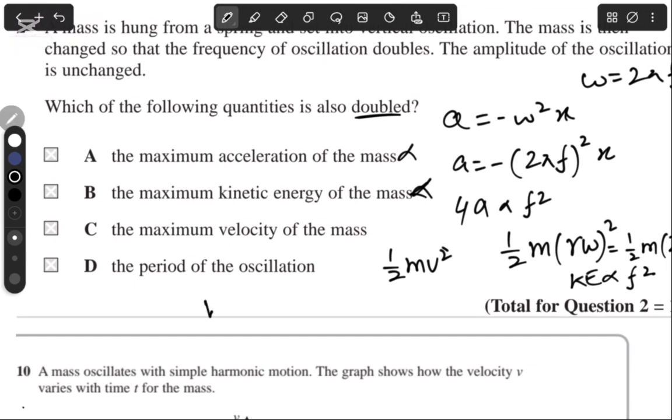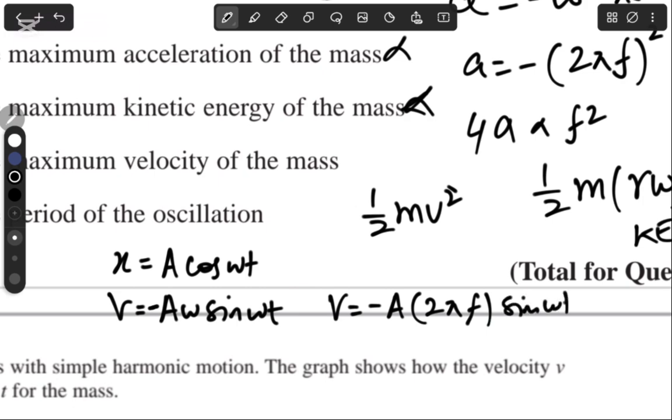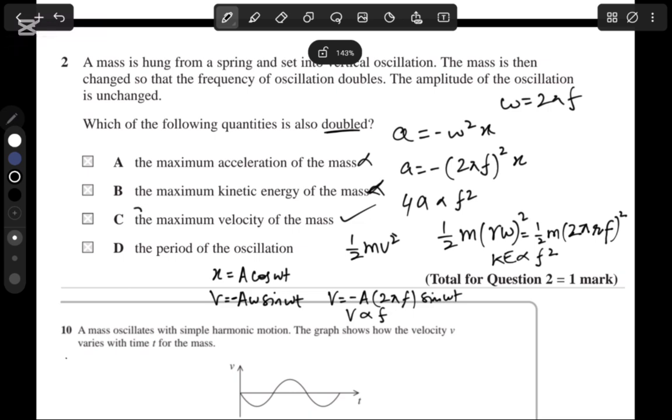We know x is equal to a cos omega t. Velocity is then equal to minus a omega sine omega t. If I write omega as 2 pi f, then v is equal to minus a 2 pi f sine omega t, then v is directly proportional to f. So this is fine. This one will work.